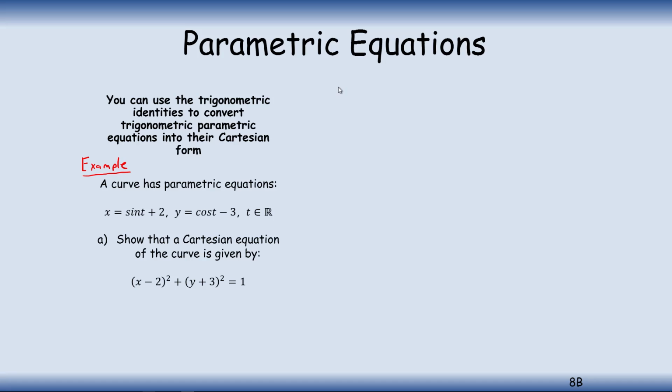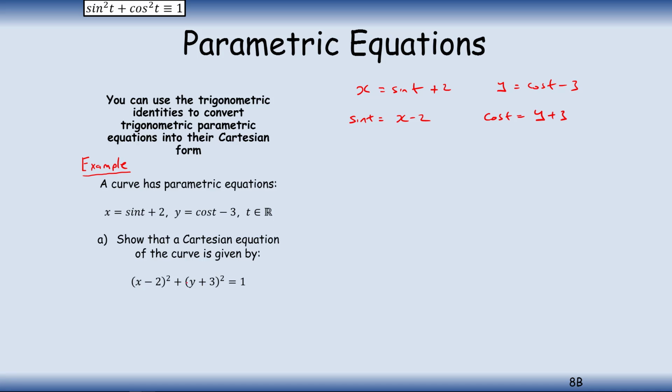But we've been given x and y in terms of t. So in terms of this third parameter t, x is equal to sine t plus 2 and y is equal to cos t minus 3. We want it in terms of x and y, so let's express these equations. Let's make sine t the subject, so that's going to be equal to x minus 2, and here cos t is going to be equal to y plus 3.